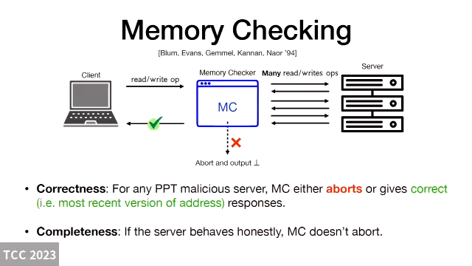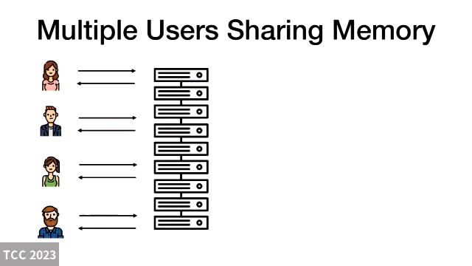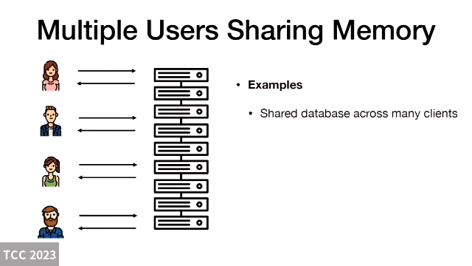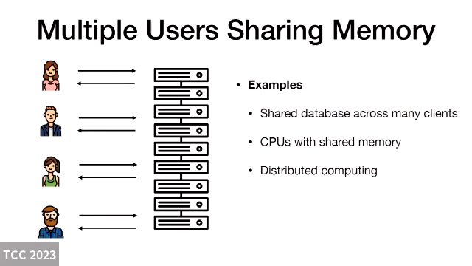Okay, so this is the usual setting of memory checking, but it's actually quite natural to consider the setting where there are multiple users using a shared memory. For example, you have many clients using the same database, or you have a computer with many CPUs using a shared memory, or even a distributed computing setup where there are many GPUs computing some algorithm together. And in this setting, it's actually very natural to also want integrity verification.